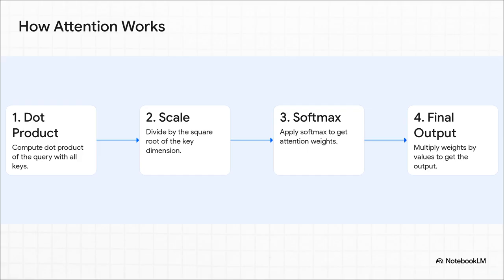Third, you run them through a softmax function. This turns all those raw scores into nice, clean percentages that all add up to 1. So maybe ball gets a weight of 0.8 and everything else gets a tiny fraction. Finally, you take those weights, multiply them by each word's value vector, and sum it all up. The result? A new vector for kicking that is now deeply informed by the context of ball.